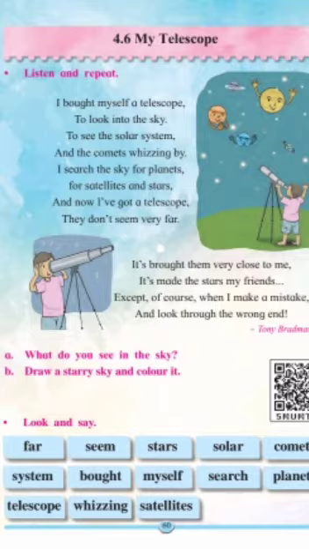4.6 My Telescope. I bought myself a telescope to look into the sky, to see the solar system and the comets whizzing by. I searched the sky for planets, for satellites and stars. And now I've got a telescope, they don't seem very far. It's brought them very close to me. It's made the stars my friends. Except, of course, when I make a mistake and look through the wrong end. By Tony Bradman.